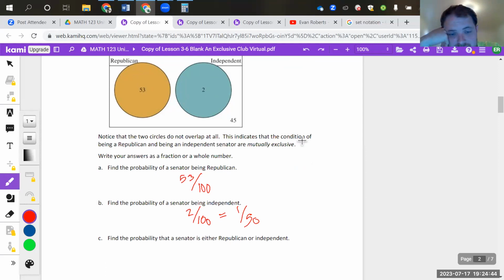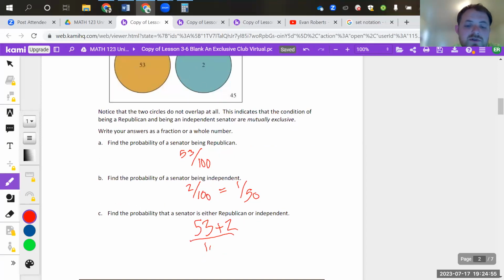So if we're looking at the probability that a senator is either Republican or independent, that would be 53 and the 2 together out of the total 100, which would be 55 out of 100. That's just kind of how you would do Venn diagrams, and you'll see some more in a second where they actually overlap. Reducing that down, I think those both can get divided by 5, which gives 11 out of 20. 11 is prime, so we are done.